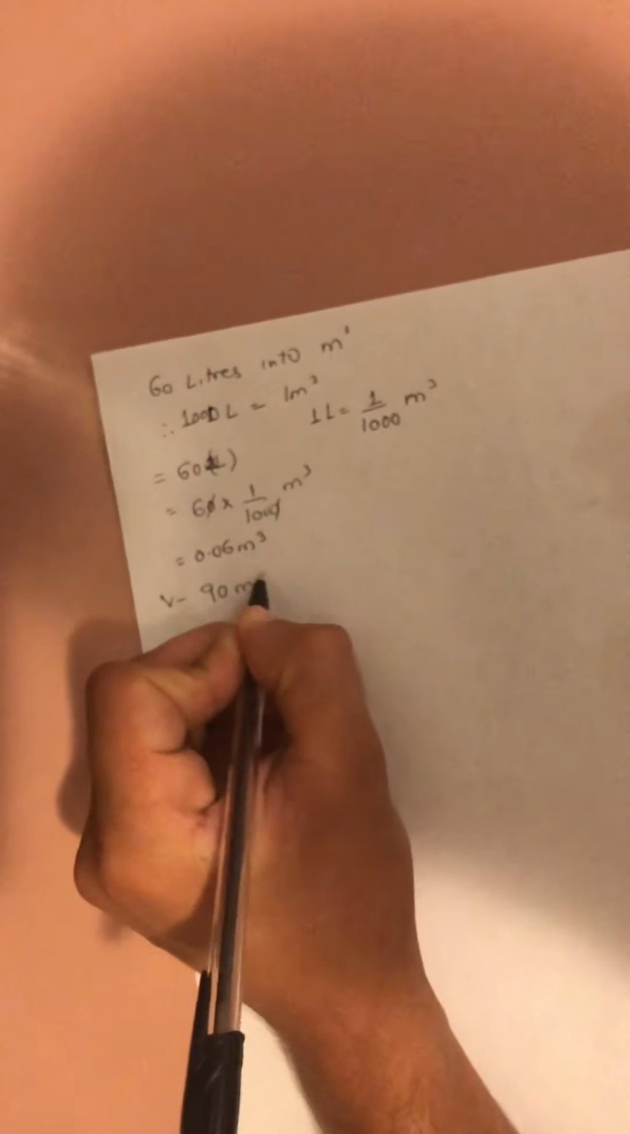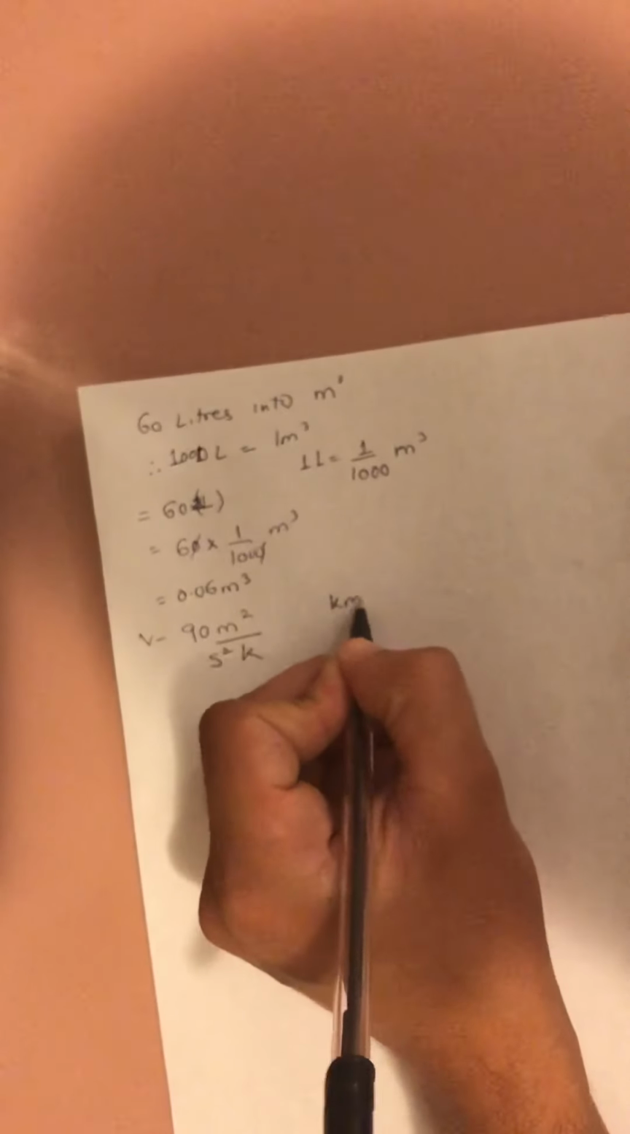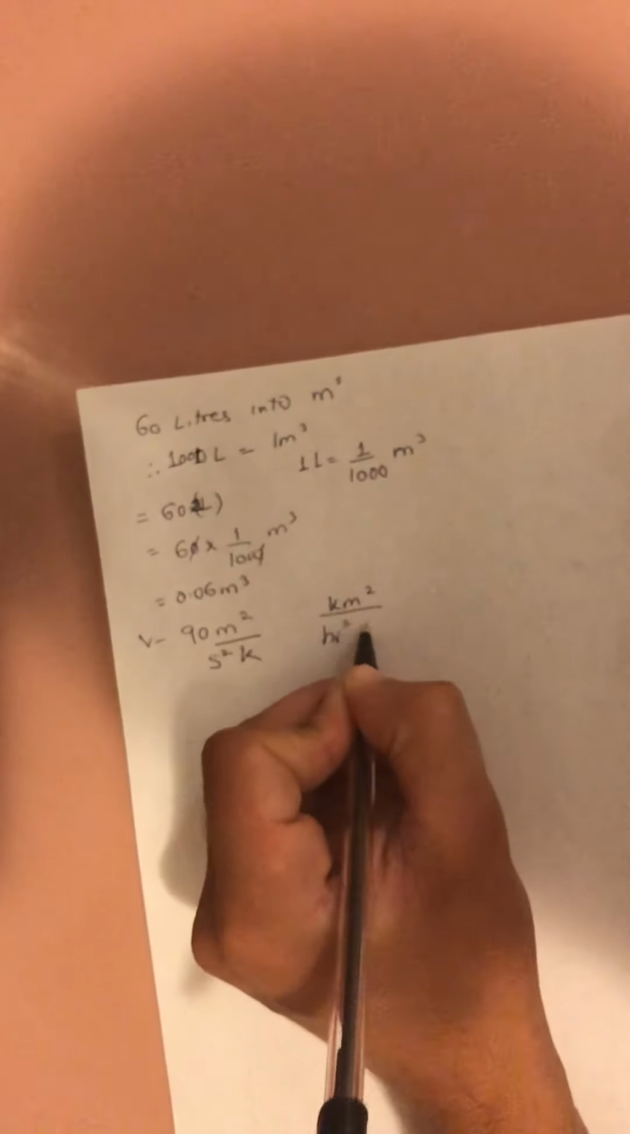Okay, now the last question is a bit tricky. I should suggest you guys do this question by yourself before looking into my solution. But anyways, let's do it together. 90 meters square per second square Kelvin. Okay, we have to convert into kilometers square divided by hour square Kelvin.